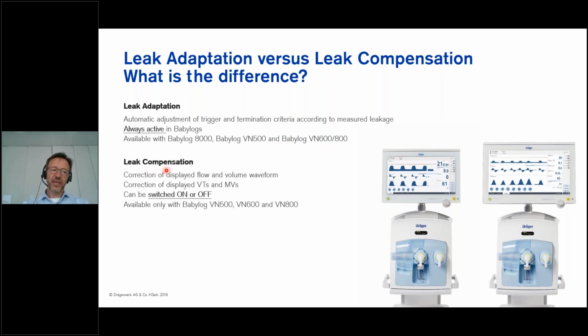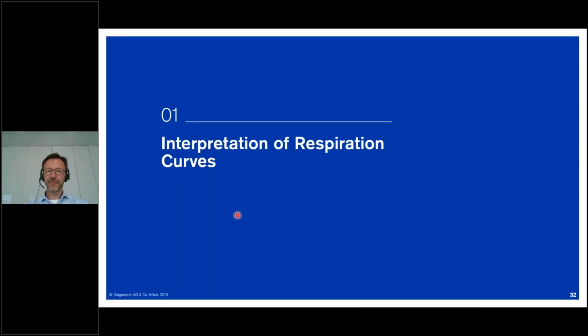The leak compensation is a correction of the displayed flow and volume waveform and the correction of displayed tidal volumes and minute volumes. It can be switched on and off, so it's not all the time off, all the time on, and it's available only in the newer devices, Babylog VN 500, 600, and 800.